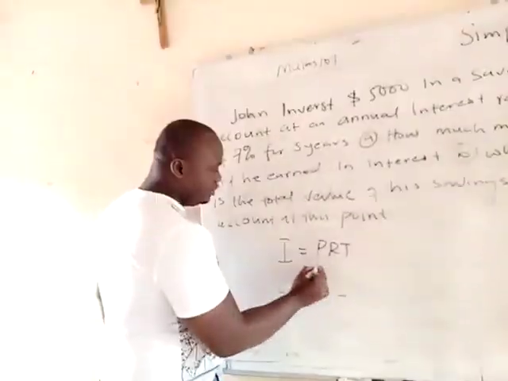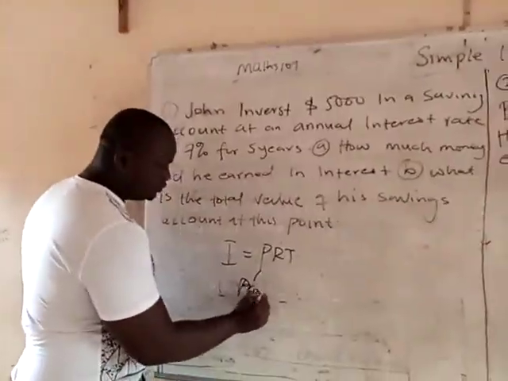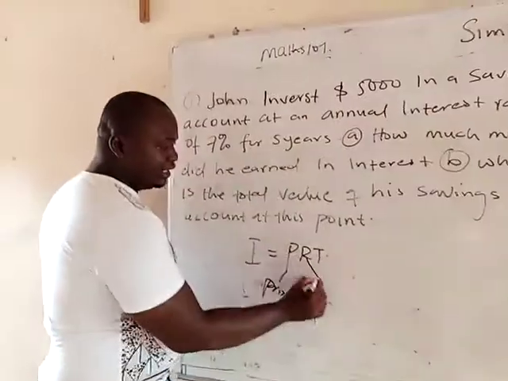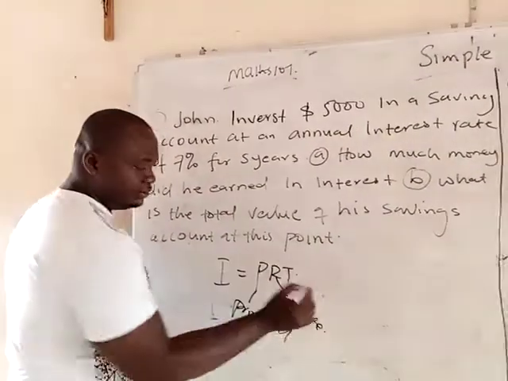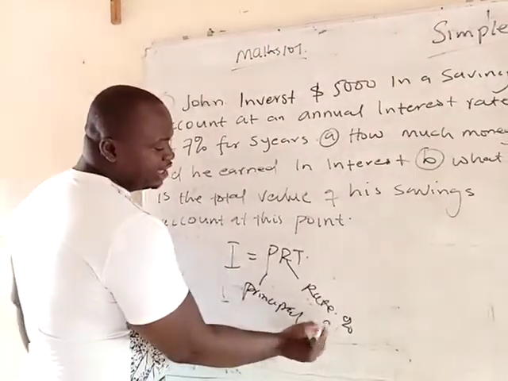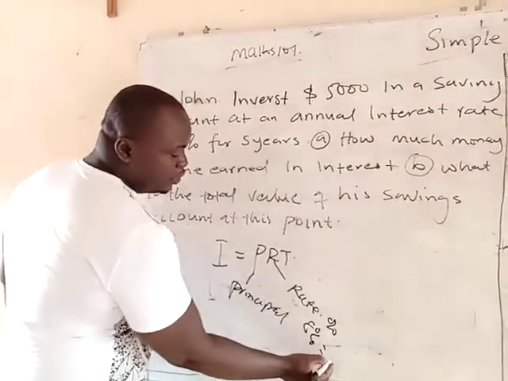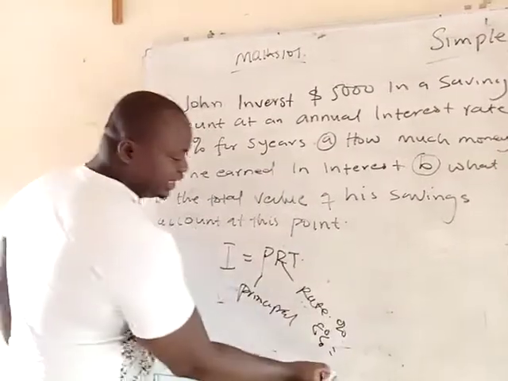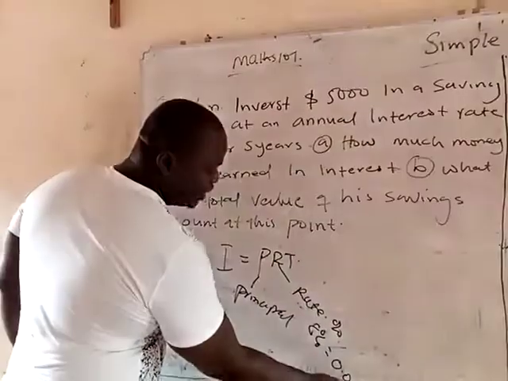P is principal, R is what? The rate. And rate is always in percentage. If, for example, I give you 8%, it's simply what? 8 divided by what? 100. So it's going to be 0.08 in what?